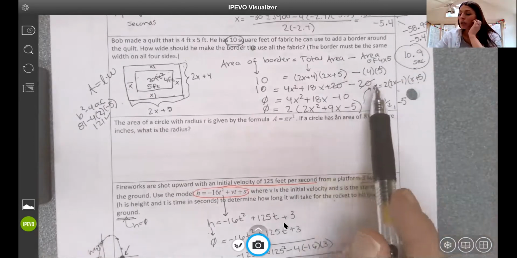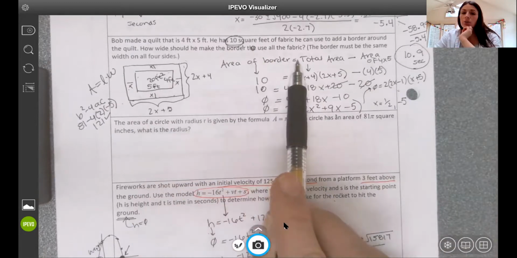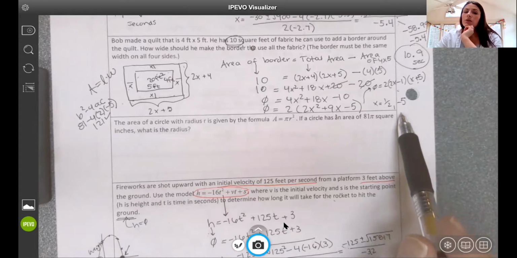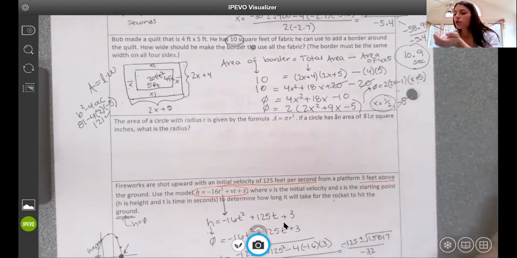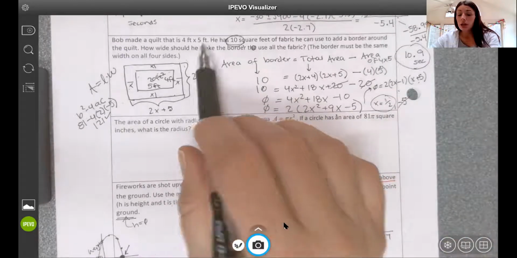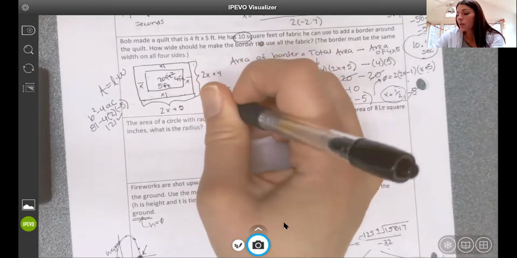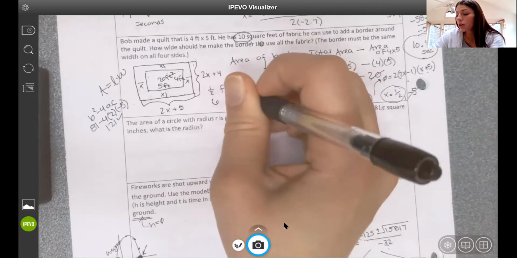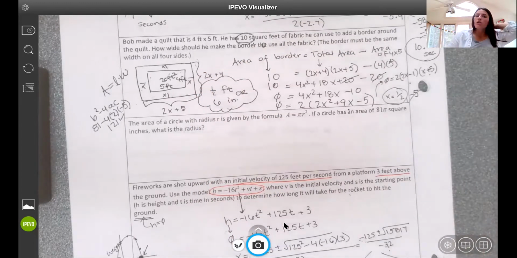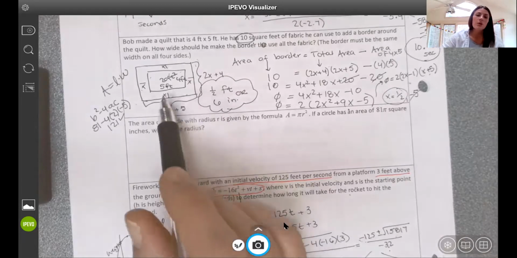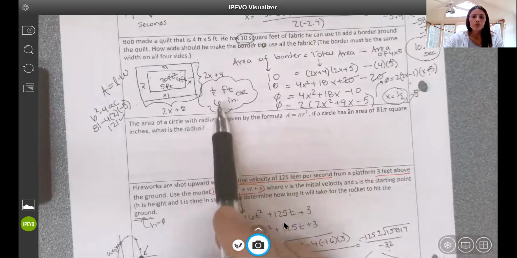Now, here's our application problem. It says, how wide should he make the border to use all the fabric? Well, we wouldn't say -5. We want it to be 1/2. Now, there's two ways we could answer this. Our units are in feet, so I could say 1/2 foot, or I could say we want a 6-inch border all the way around. Either one would make sense. I think a 6-inch border all the way around would make a little more sense when you're describing what you're going to do with this quilt so that I use all of that fabric.